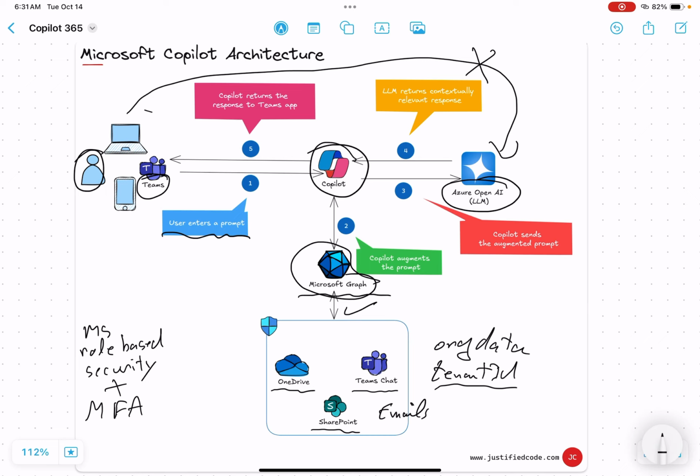So the reason why Copilot calls that Microsoft Graph component is to augment that prompt, enhance that prompt, making the response that needs to be returned to the Teams app contextually related to you as a user.